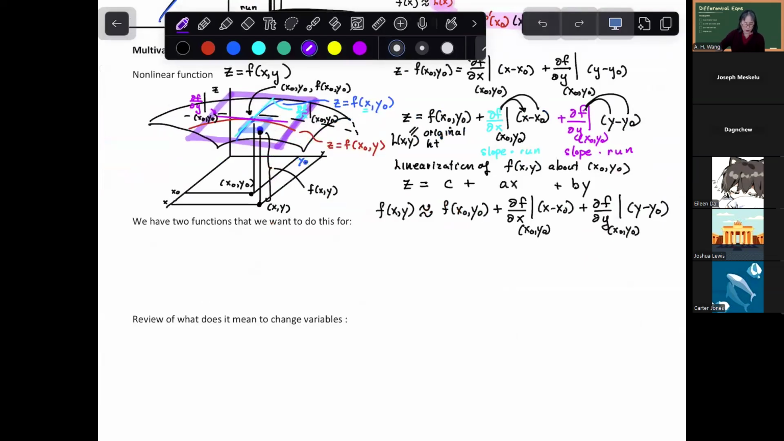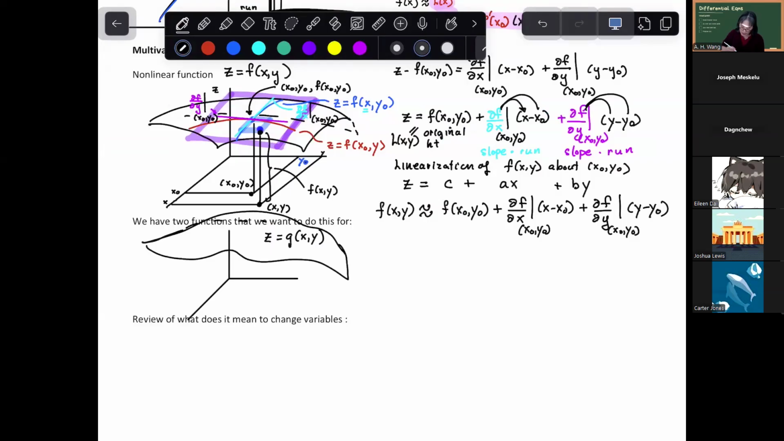All right, so we have two functions that we're going to do this for. We did that for the first one, f of xy. Now you're going to do it for g of xy. So if you had another one, z equals g of xy, maybe some other surface like this over your xy plane, and then here is x naught, here is y naught.